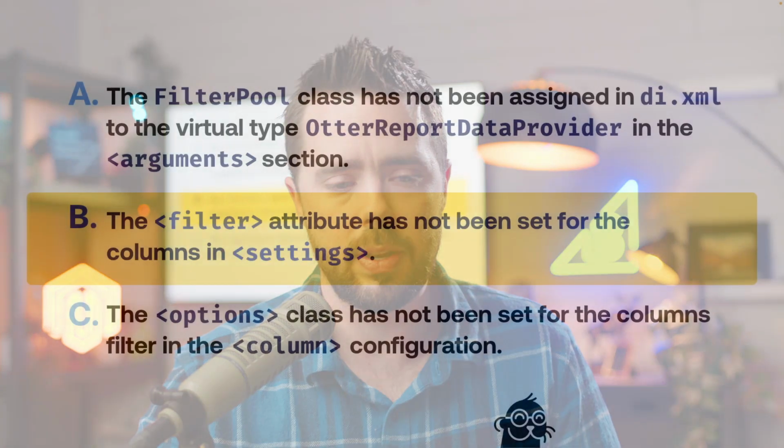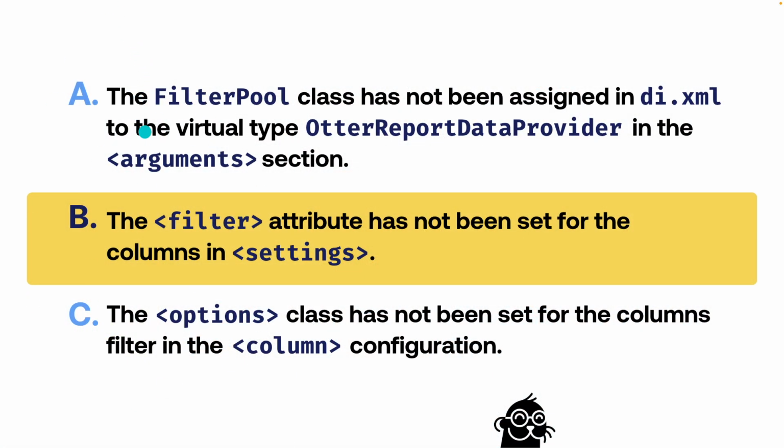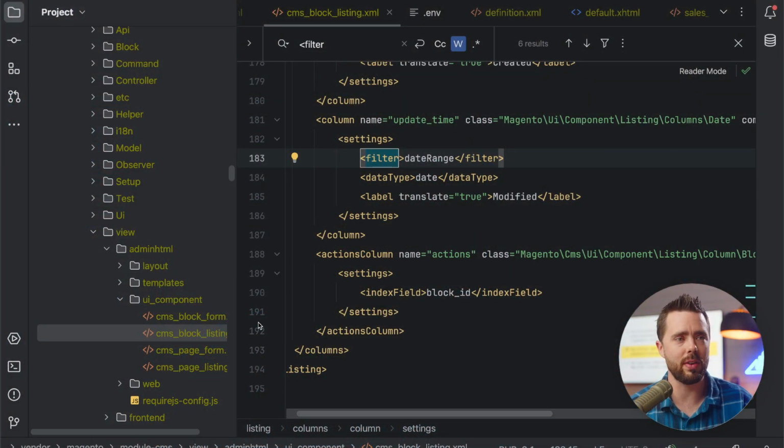So check this out here. We have our 3 options here. B is the correct option. The filter attribute has not been set for the column in column settings. It's a super easy fix. It's one of those things where it's like, duh, that was really dumb. It wasn't dumb. I mean, again, look at this file right here.